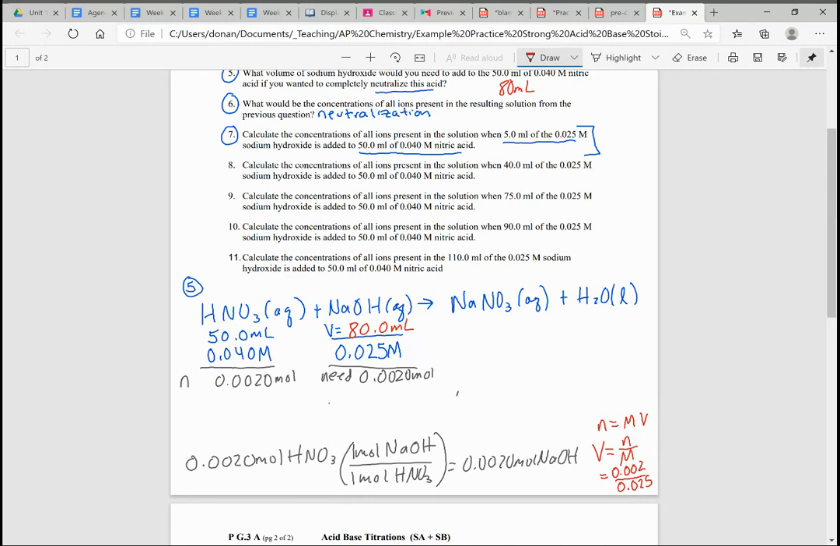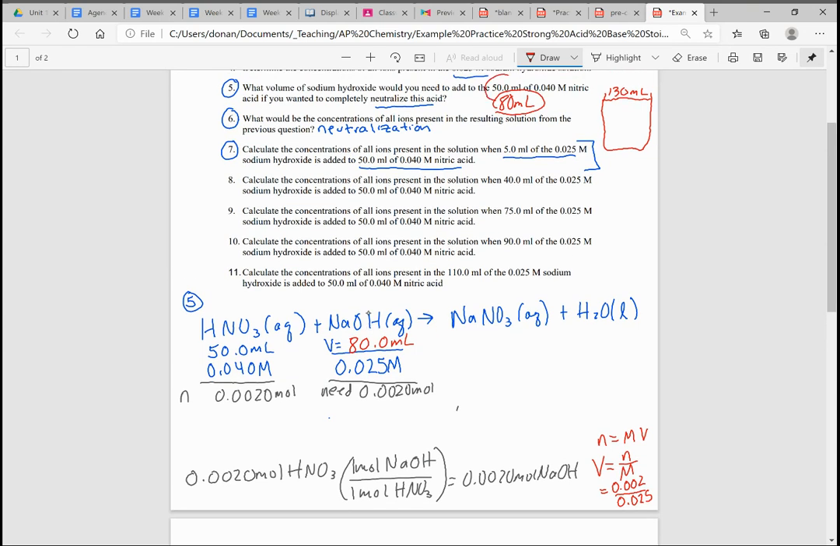Now I left some space here because what we're looking for in number 6 has to do with this problem that we just finished. So for number 6, it says, what would be the concentration of all ions present in the solution from the previous reaction? And so number 6 is saying, okay, after you do that reaction, I'm going to have 130 milliliters of solution. I'm going to have 80 plus the 50 of the nitric acid, right? So now I have 130 milliliters.